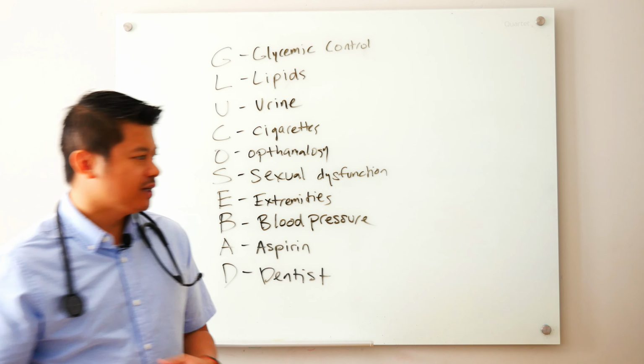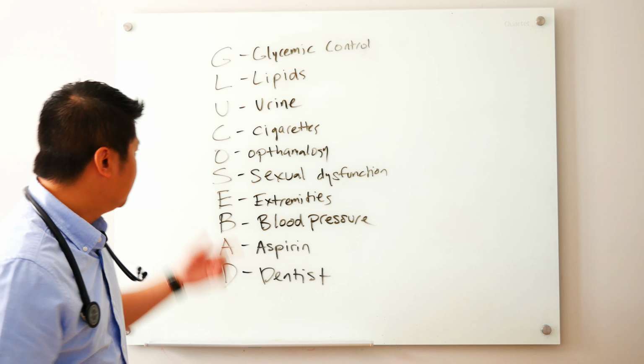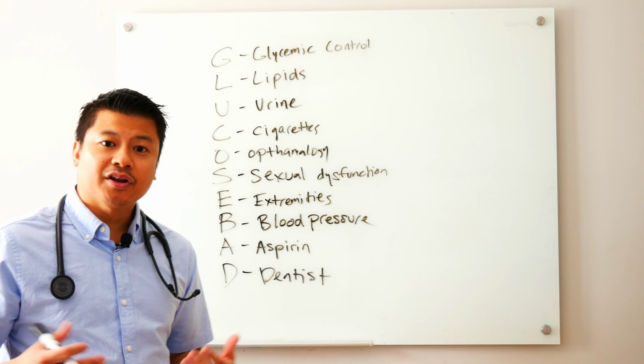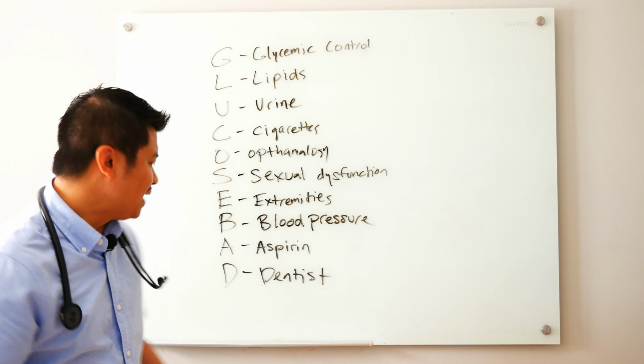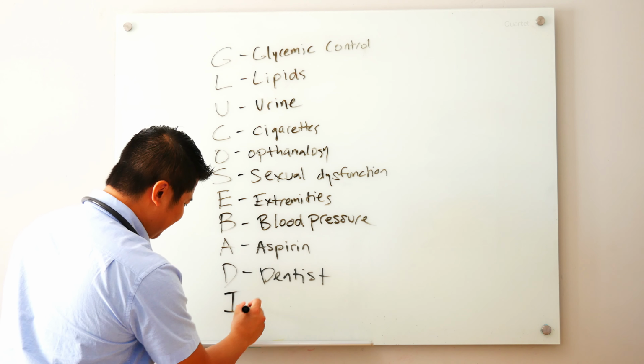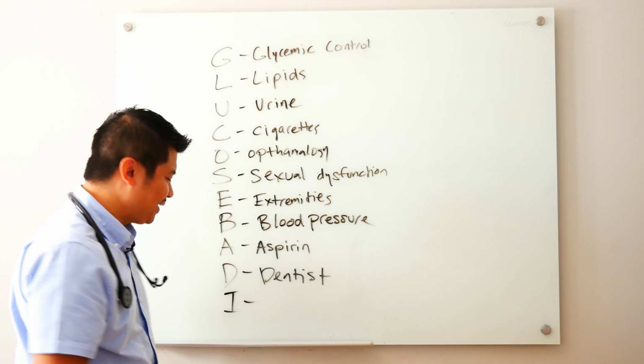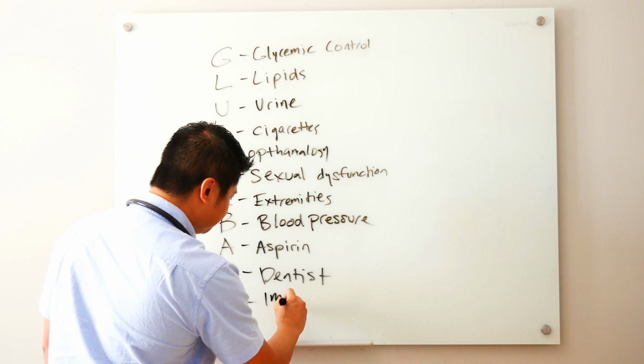So that's the mnemonic. It's a really quick tool to use at the clinic. It's GLUCOSEBAD. I added another letter to it, something for myself that I created: I added the I. So it's GLUCOSEBAD I now, right? So I is immunizations.